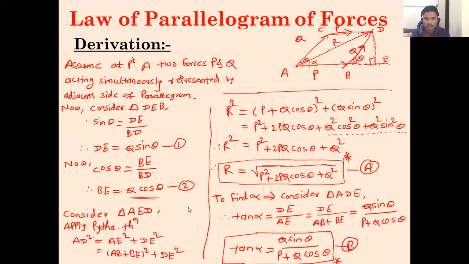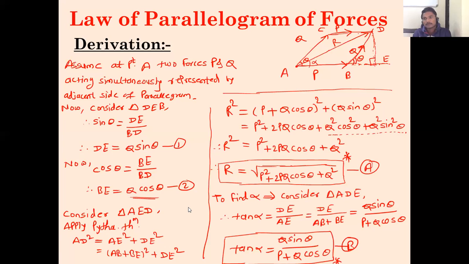And then we went on to find the formula. Finally, we got the resultant R equal to under root P square plus 2PQ cos theta plus Q square. That is the formula we got. And we also found out alpha.